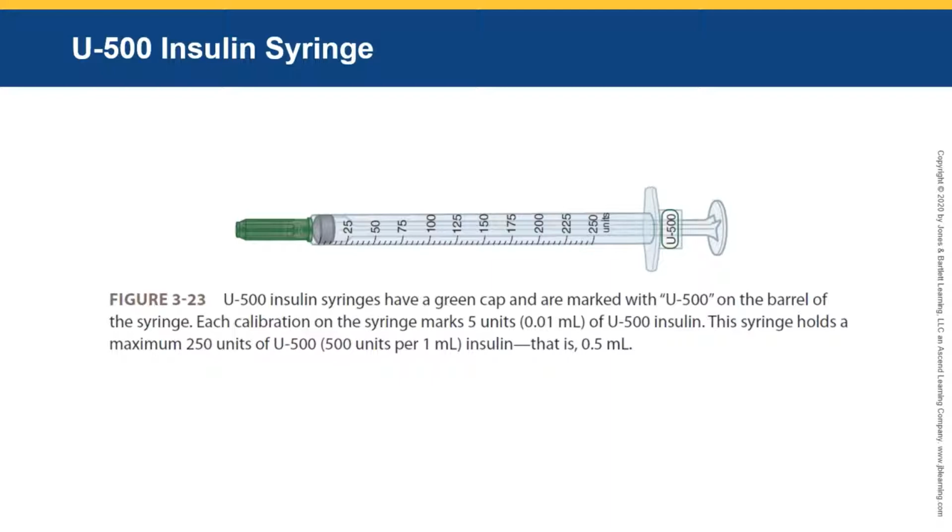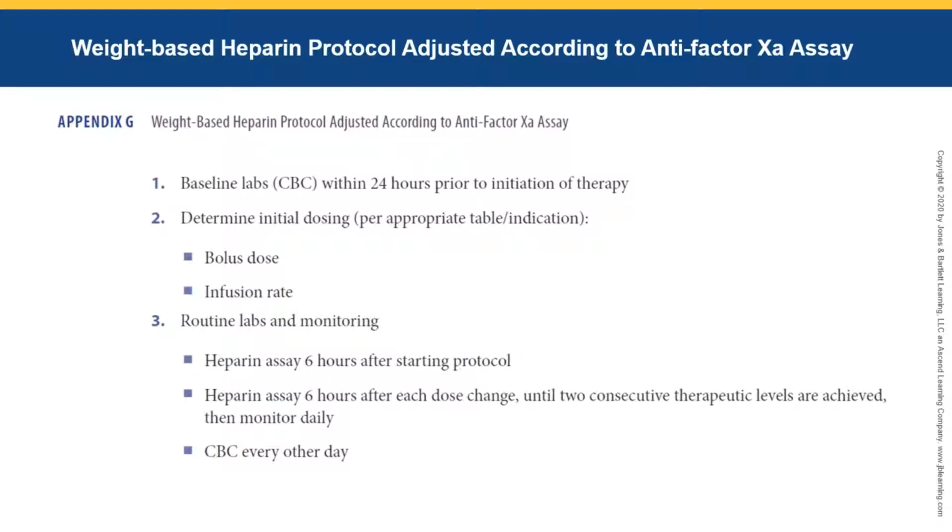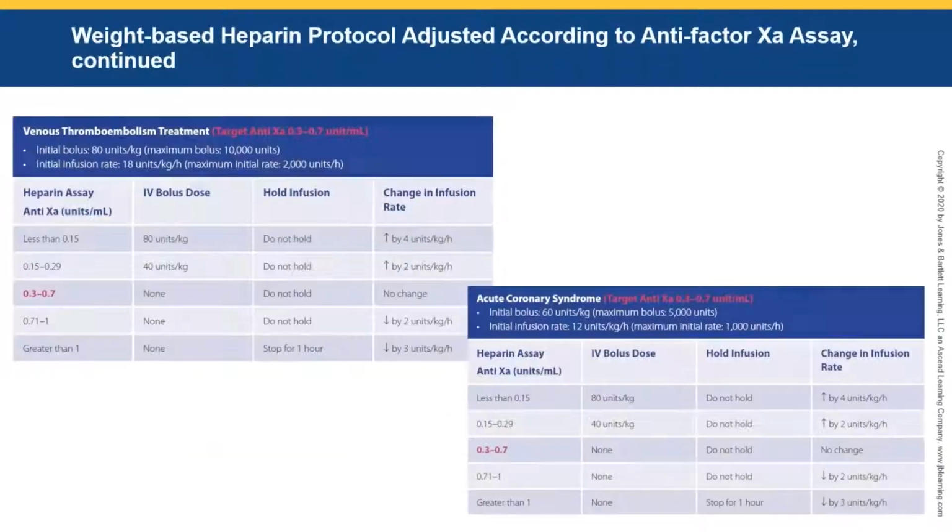As I mentioned before, we added another protocol for the weight-based heparin protocol, the protocol that's adjusted according to the anti-factor XA assay. This is in Appendix G. These are some of the steps in the protocol. If you look at the next slide, it shows you that there's actually 2 different protocols. There's one for DVT and there's one for acute coronary syndrome. And while they're pretty similar, you can see that the bolus dosing and the dosing in general is lower for acute coronary syndrome than it is for DVT. And we will add some homework questions addressing these protocols to the online material.